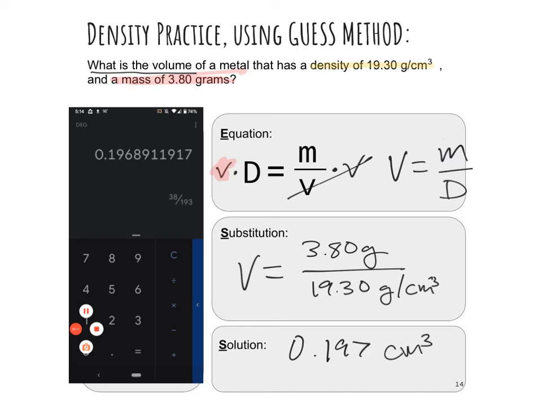So hopefully now you know how to calculate density using the GUESS method. There is a worksheet in Google Classroom for you to complete using this method.